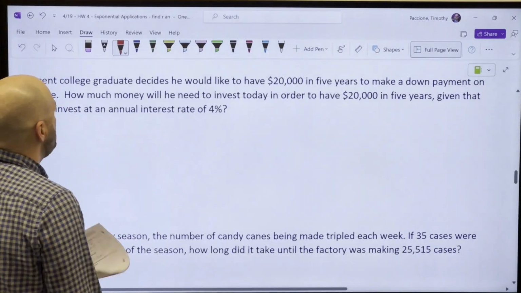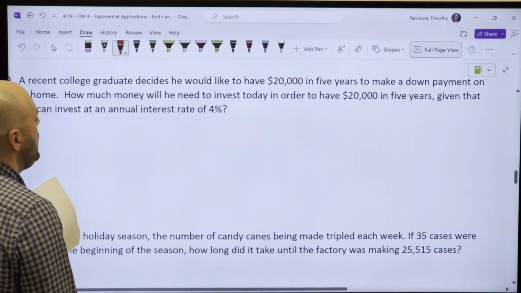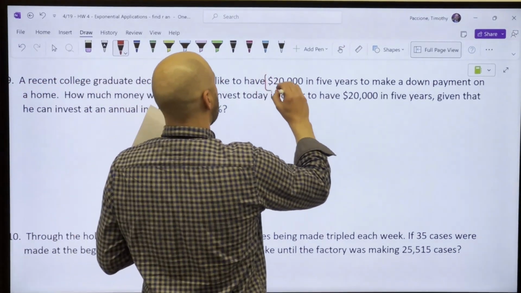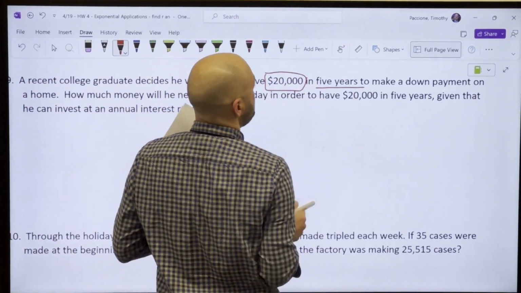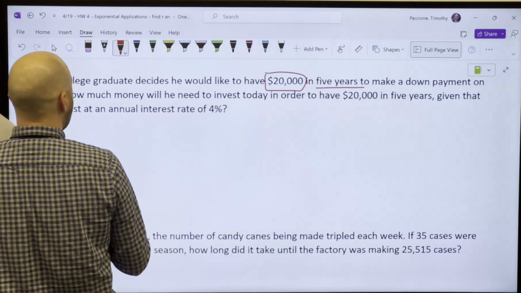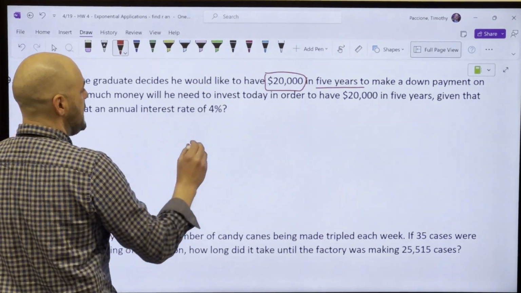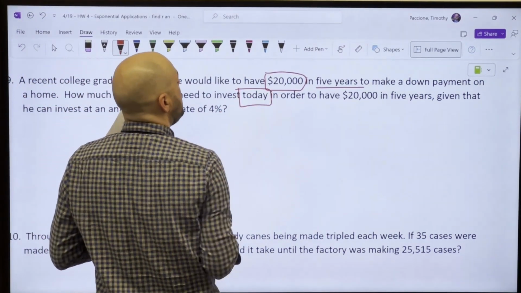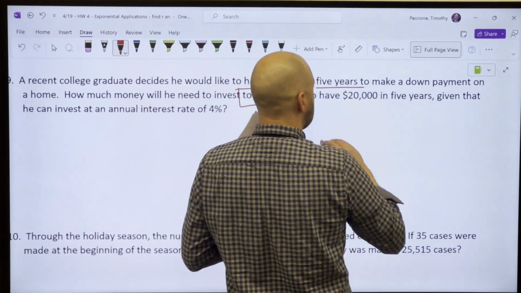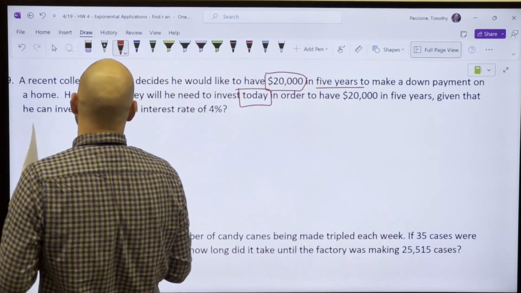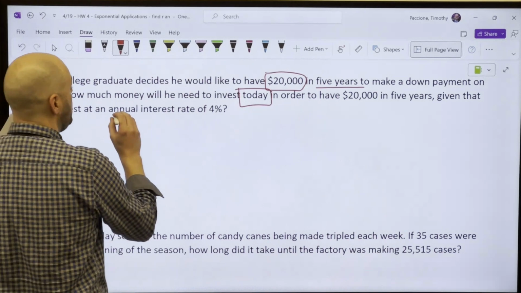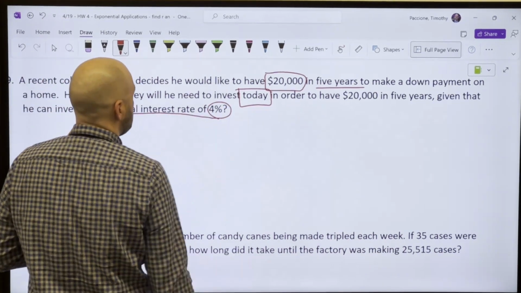A recent college graduate decides he would like to save $20,000, or have $20,000 in 5 years, to make a down payment on a home. How much money will he need to invest today in order to have the $20,000 in 5 years, given that he can invest at an annual interest rate of 4%?